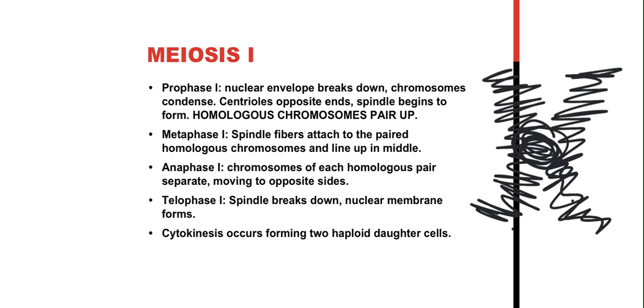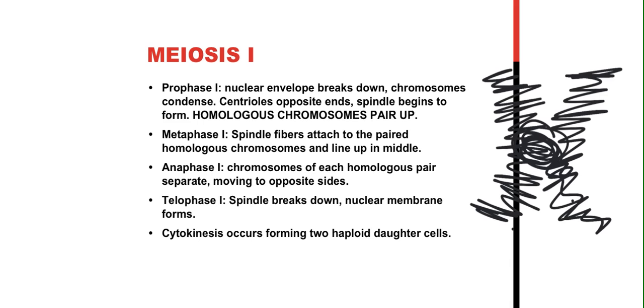A great reason why they pair up is the fact that crossing over begins. What this means is that pieces of genetic information from one of the chromosomes could pass on to another chromosome. And I'll show you that in class as well.